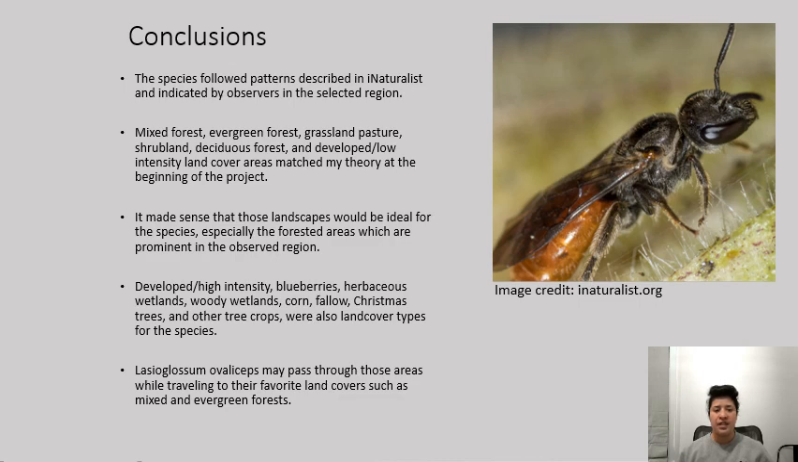Developed high-intensity, blueberries, herbaceous wetlands, woody wetlands, corn, fallow, Christmas trees, and other tree crops were also land cover types for the oval-headed sweat bee. Lasioglossum ovaliceps may pass through those areas while traveling to their favorite land covers, such as mixed and evergreen forests.